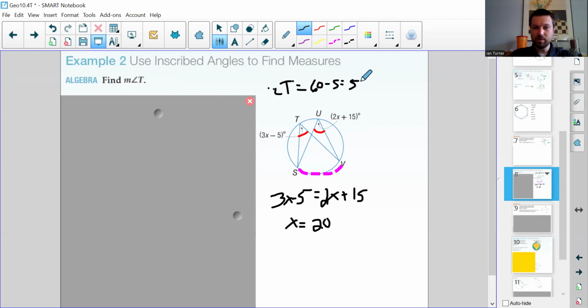And then we could double that if we wanted to find SV, right, down here. Find the arc measure, double that, we get 110. I feel like we've had a lot of 110s, 112s, 50s, 55s. Boom, 110 degrees.